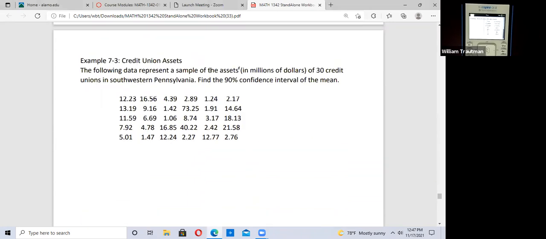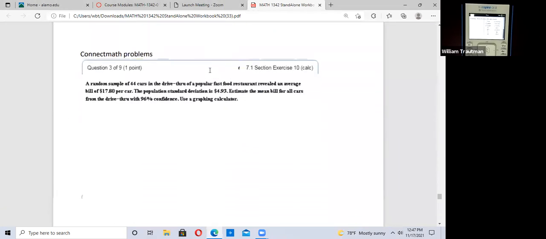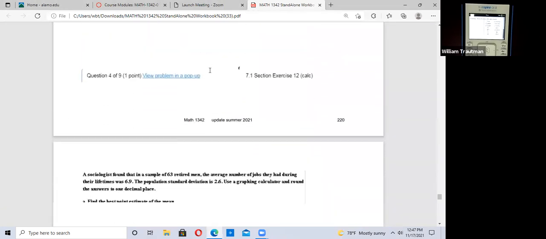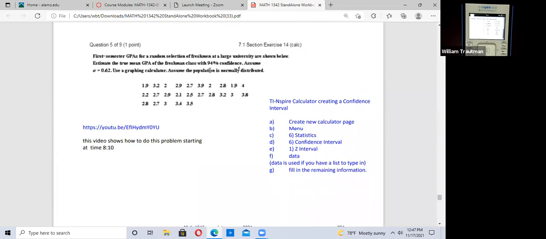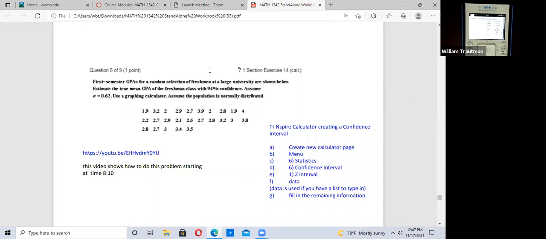Okay, and this is what happens when you need to type in the data, but I'm not typing in all this. I want to find a different problem. I think we have one down here. Here we go. I'm going to type this data in here. And I think this is the one on the other video. So first I need to type all this data into a list.